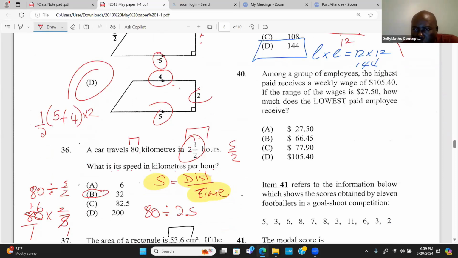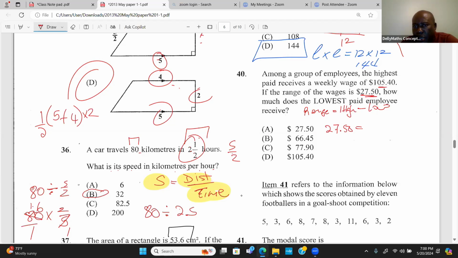Now, it says among a group of employees, the highest paid receive a weekly wage of 105.40. If the range is 27, all right, how much does the lowest receive? All right, this is a little bit of what is range. My range is my highest, I'm going to put high, minus my lowest. That's what range refers to. So in this case, let us put things where they belong. Range, 27.